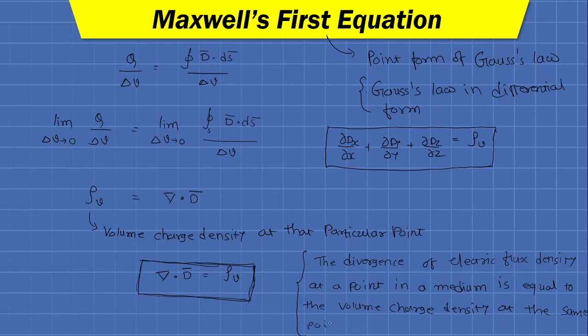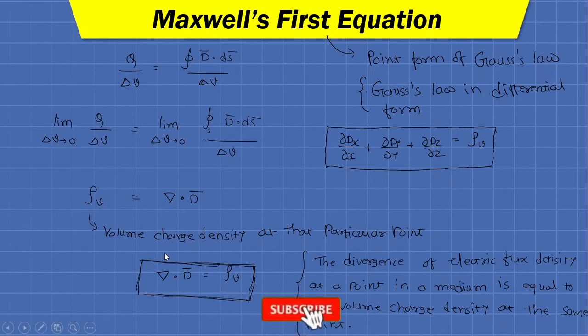So this is how simply we can derive Maxwell's first equation. Maxwell's first equation can be derived with the help of Gauss's law, the definition of divergence, and the understanding of volume charge density. These three fundamental understandings will easily lead you to Maxwell's first equation.